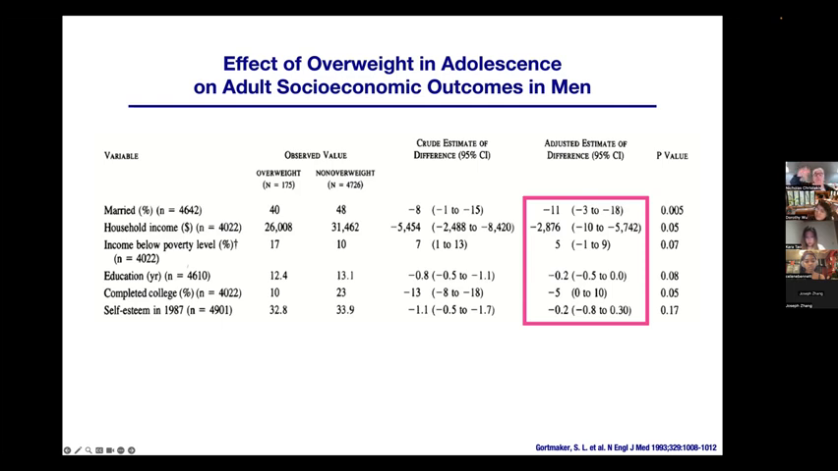So all of these axes of socioeconomic performance were worse among people who had been obese much earlier in time compared to non-obese individuals or compared to individuals with other health problems in adolescence. But I should say there was no statistical effect in the study in the 1980s on self-esteem. So actually, back in the 1980s, there was no evidence that being overweight affected your self-esteem.